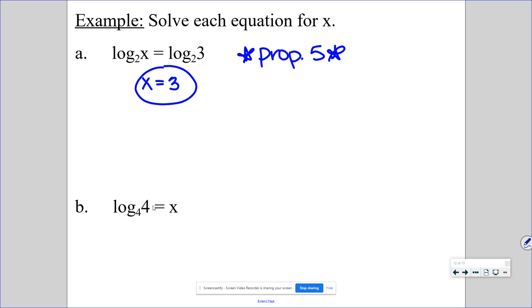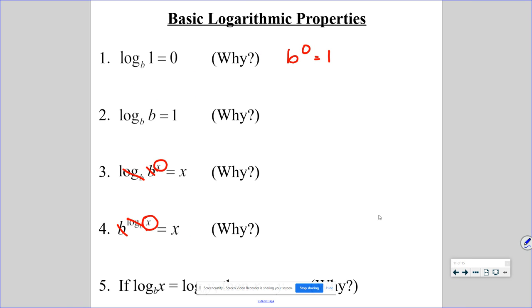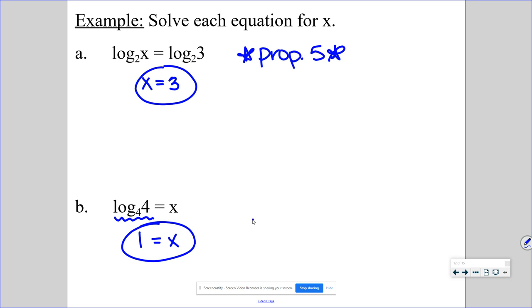B, log base 4 of 4 equals x. So I want to figure out what this is equal to. You can use properties to help you, or you can just use logic, meaning let's solve this. This means 4 to what power equals 4? 4 to the first power equals 4. So I know that log base 4 of 4 is equal to 1. If you wanted to use a property, you could apply property number 2.